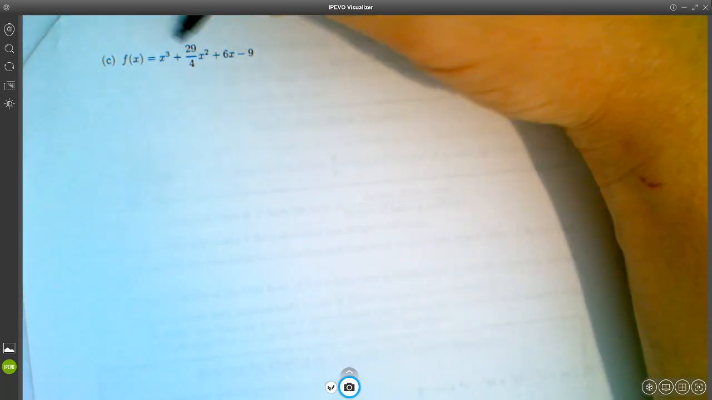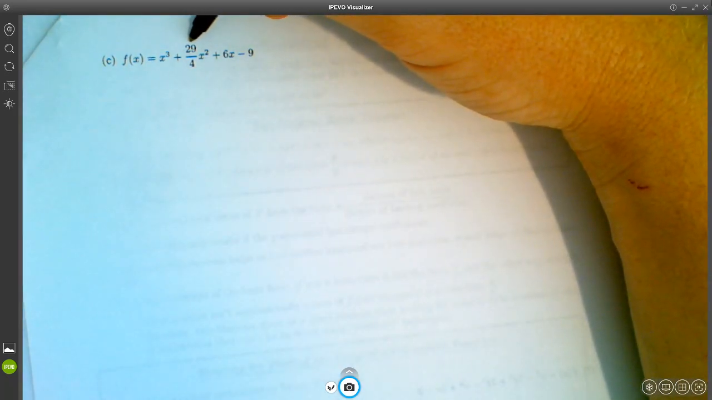So we want to do x cubed plus 29/4 x squared plus 6x minus 9. Now right off the bat, this is fishy because the rational zeros theorem is only going to work when you have integer coefficients, and this is not an integer. So here's how we can handle something like this.